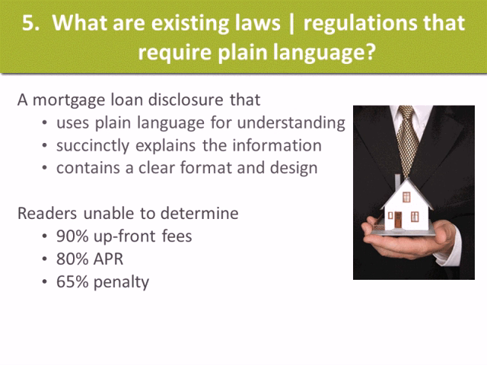Or if we look at information around mortgage disclosures, mortgage loan disclosures are supposed to use plain language for understanding, which means they succinctly explain the information in a clear format and design. However, recent research has shown that even with some modifications in loan disclosures, 90% of the people tested looking at mortgage disclosure forms couldn't tell what their upfront fees were. 80% didn't know or understand what an APR was, and 65% were unable to find penalties.